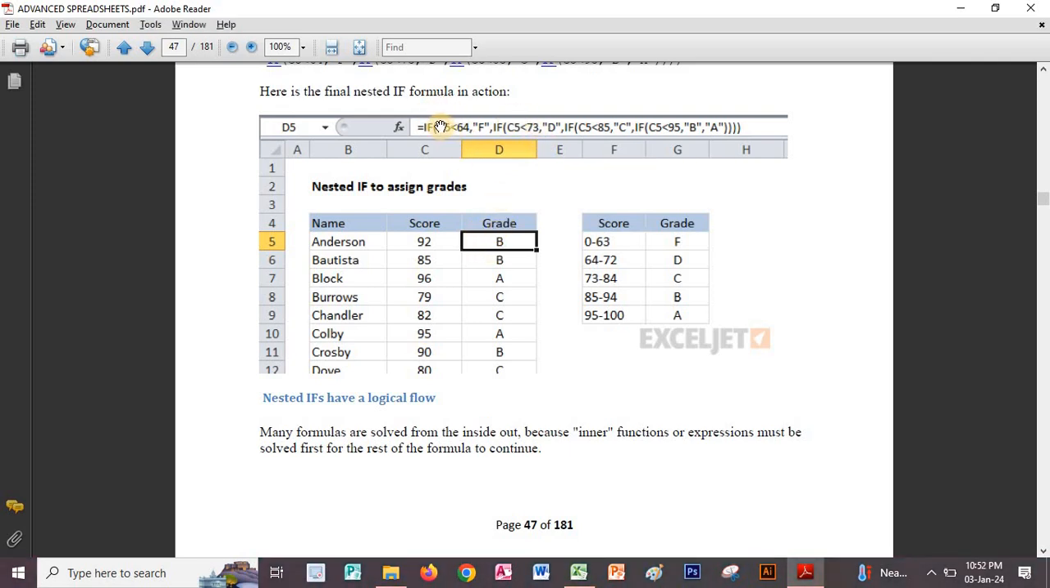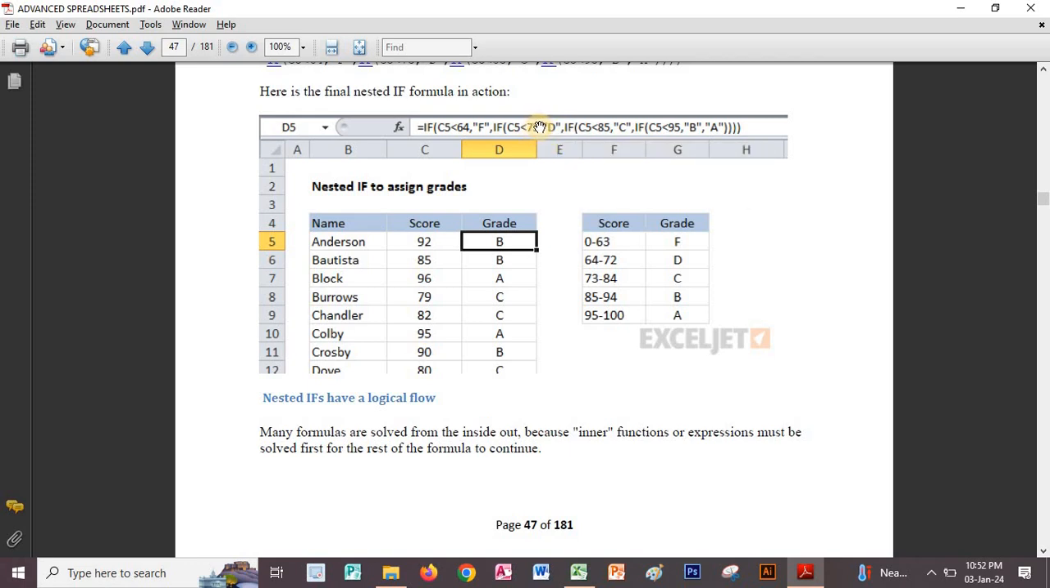Now this is not 2 references, it is the first reference, the second reference, the third reference, the fourth reference. So this function here is a 4 reference function. So it works out by comparing C5. If it is less than 65, that should be F. If it is not less than 65, it checks now whether it is less than 73, and if so, it displays there D.